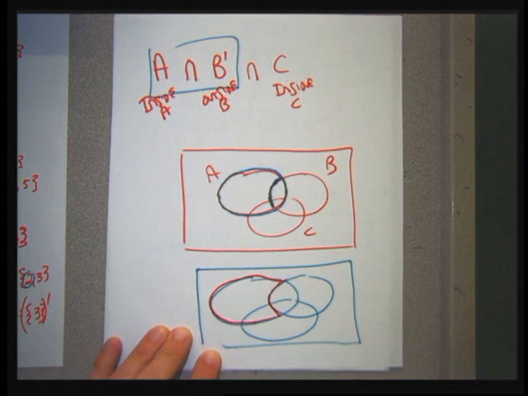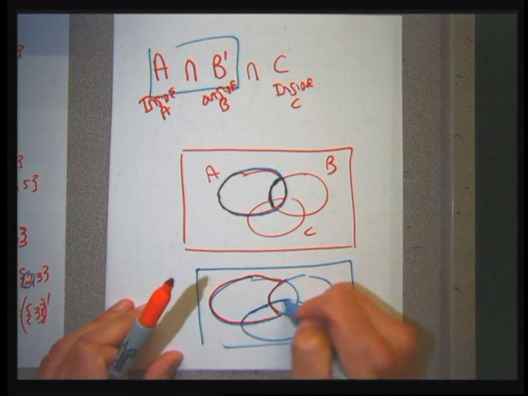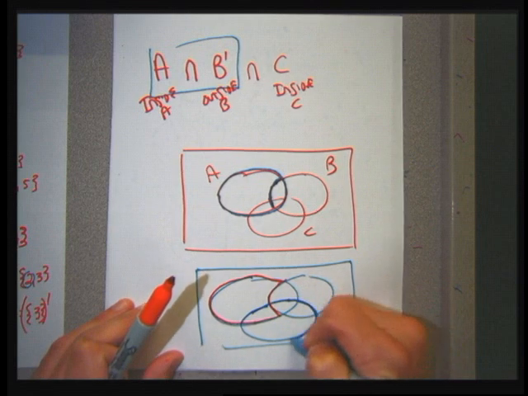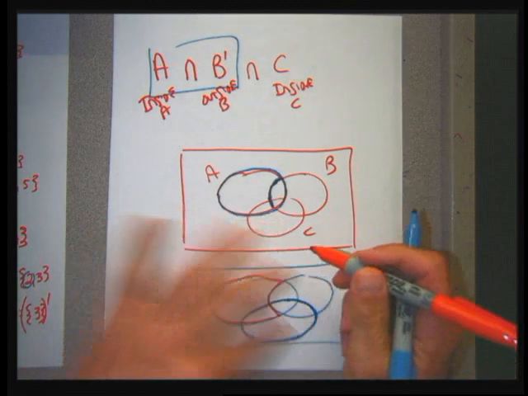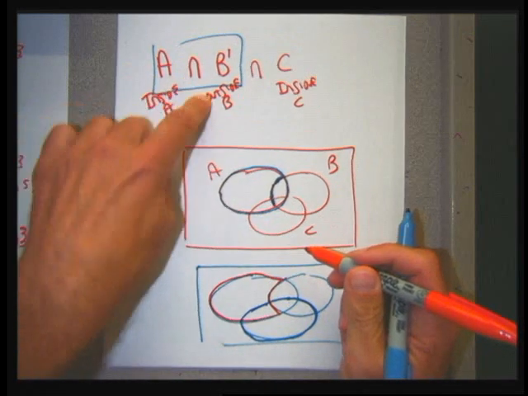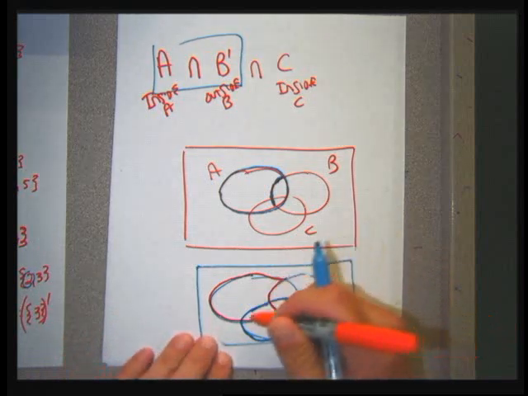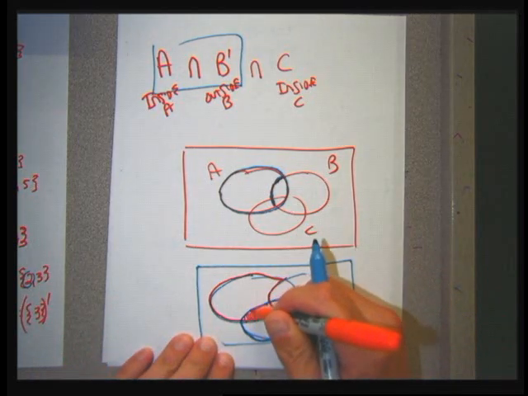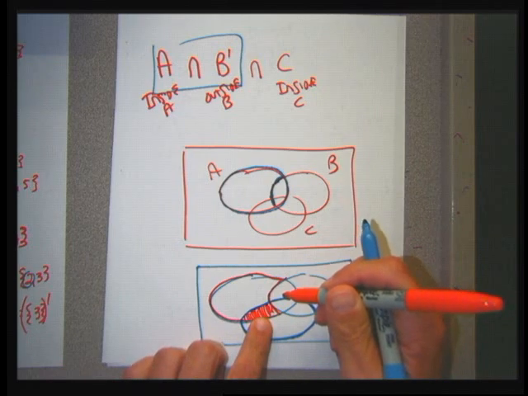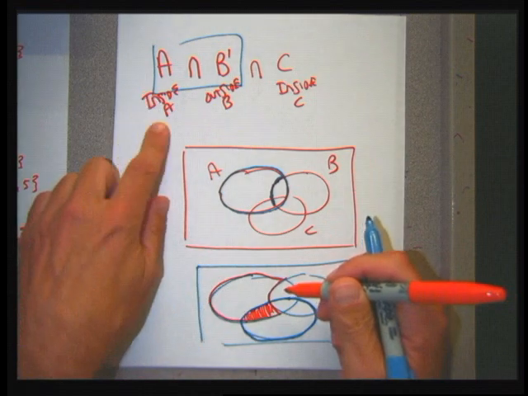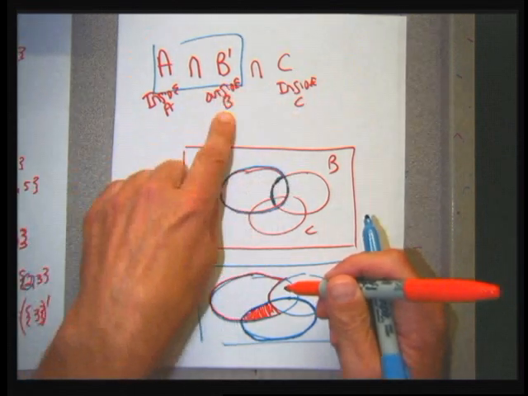But now I also have to be inside of C. And to be inside of C, I need to be in the C circle. This is my C circle. In the region that is inside of A, outside of B, and inside of C. So both inside A and C, but outside of B, is that region right there. That region, it's in the A circle, it's in the C circle, and it's outside the B circle.